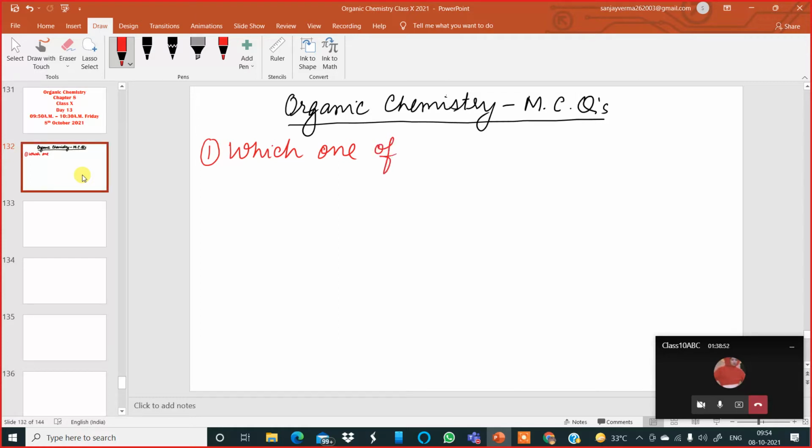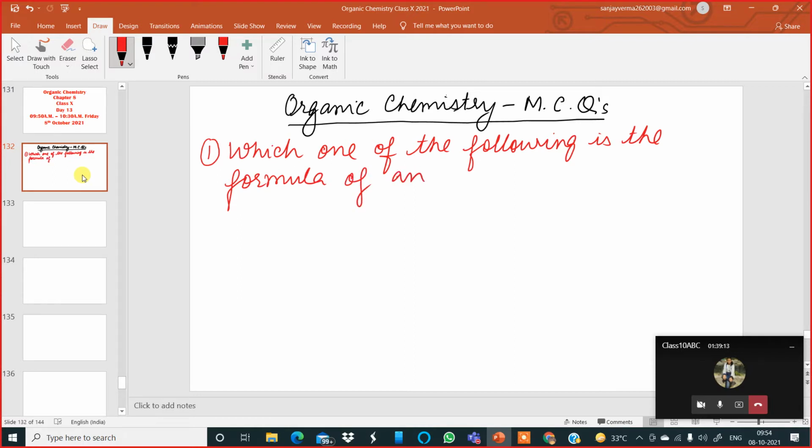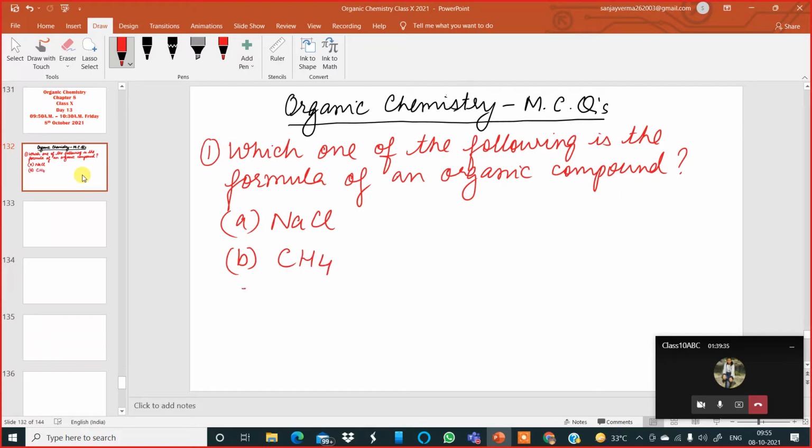Which one of the following is the formula of an organic compound? The options are given. Option A, NaCl. Option B, CH4. Option C, NH3. Option D, it is SO2.